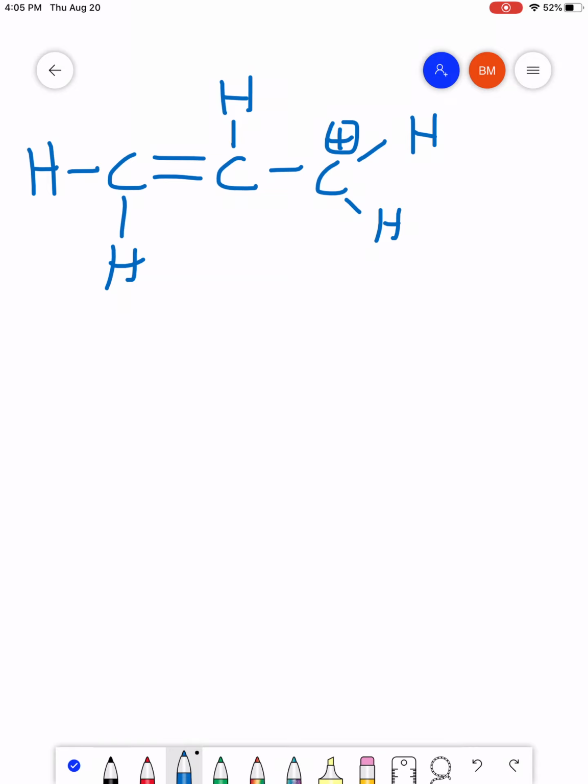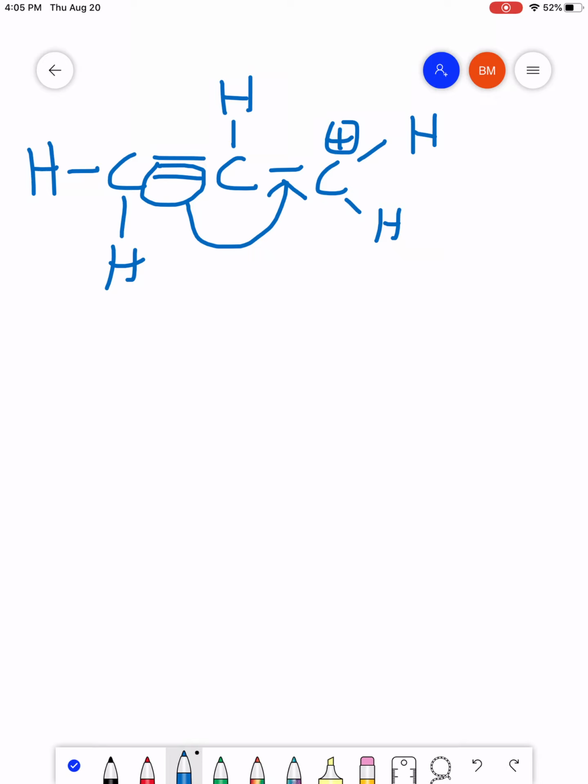So again, let's take a look at what we could move around. In this case, it's pretty easy to identify what we're going to move because, remember, we can only move pi electrons or unshared pairs. All we've got is one little pair of pi electrons, so that has to be the pair of electrons that moves. When you move it over like this, you can satisfy that positive charge.